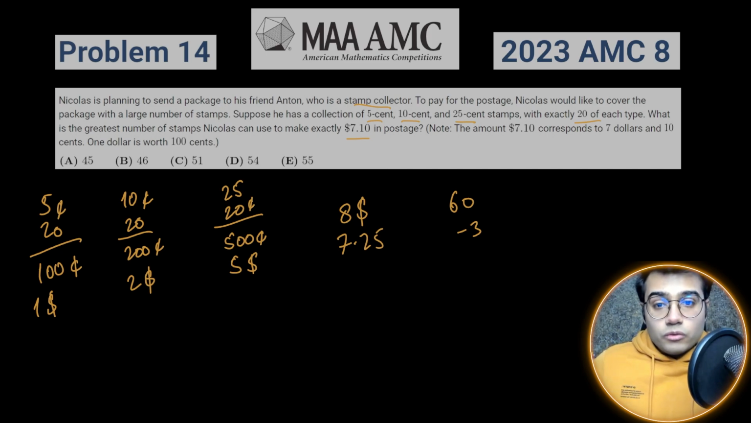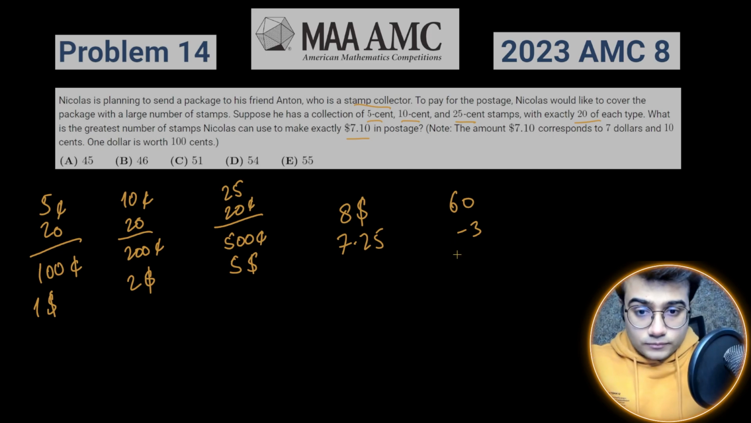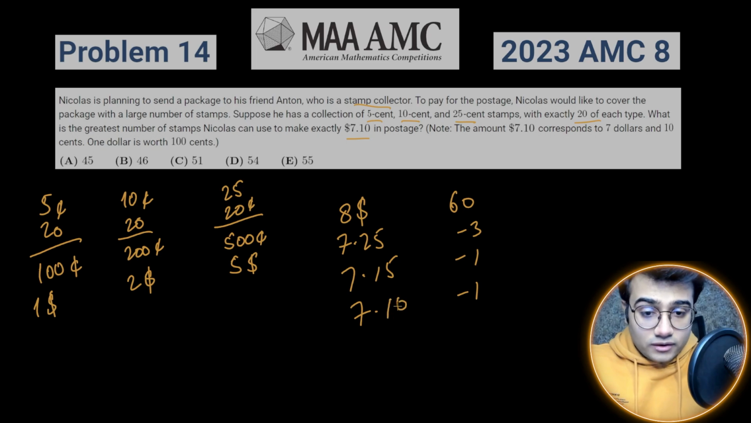So let's now remove a 10-cent stamp, and we can remove only one of those, because again, if you remove 2 of those, we're going to go under, so that's going to make it $7.15. And then we have to remove a 5-cent stamp, and that's going to make it $7.10. So we removed 3 25-cent stamps, 1 10-cent stamp, and 1 5-cent stamp. In total, we removed 5 stamps.